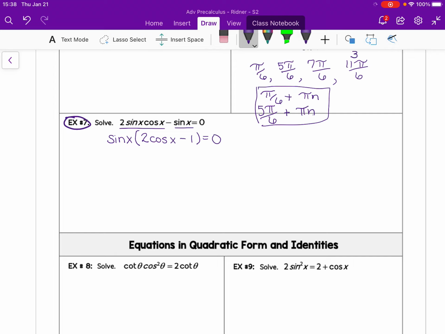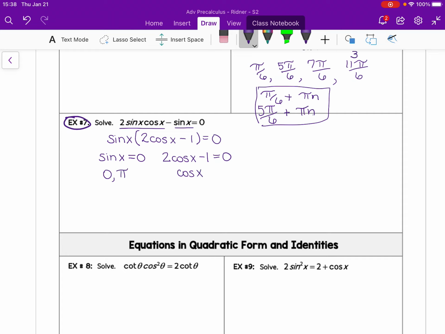Okay, so now I have two things being multiplied together. The zero product property states that as long as one of them is 0, this will hold true. So where is sine 0? Well, that's at 0 and pi.